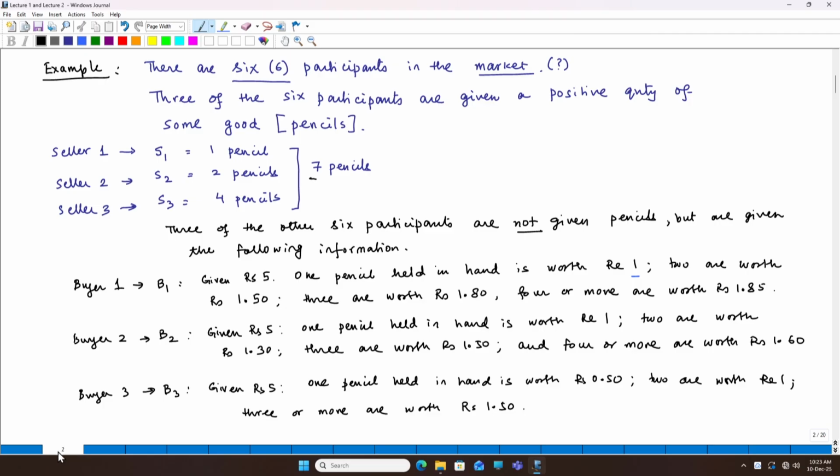So, 1 pencil held in hand is worth 0.5. Okay. Notice, it costs buyer 3 1 rupee to get that pencil. So, do you pay 1 rupee to get something which is worth 0.5 to you? Notice, your net gain is going to be 0.5 minus 1, which is a negative number. If you have 2, they are worth 1 rupee, right.